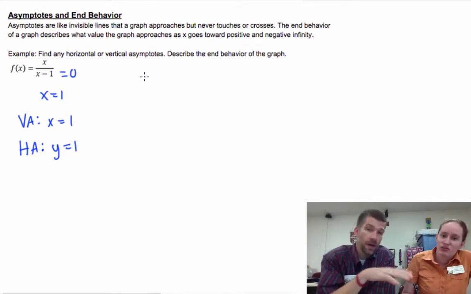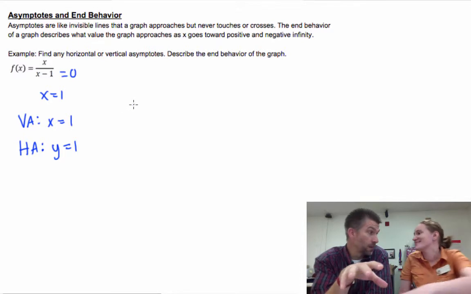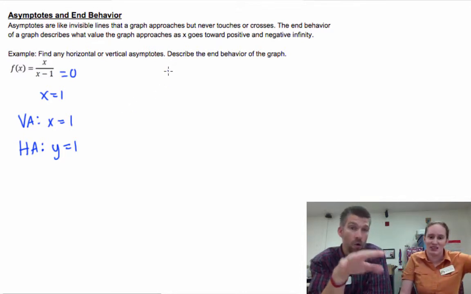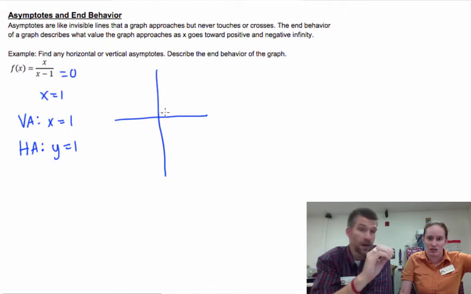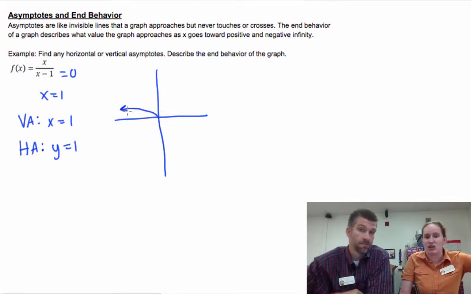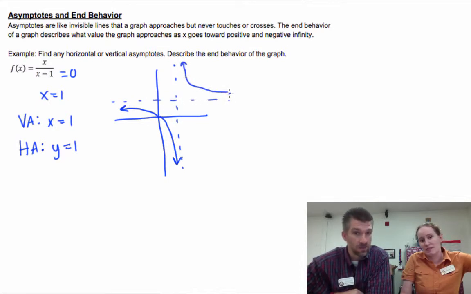By the way, on this, for the record, I don't mean to interrupt, but nowhere did Mrs. Stevenson take the numerator and set it equal to 0. Because all that tells us is the x-intercept. It does not tell us a domain issue at all. So you might be tempted, but just don't.